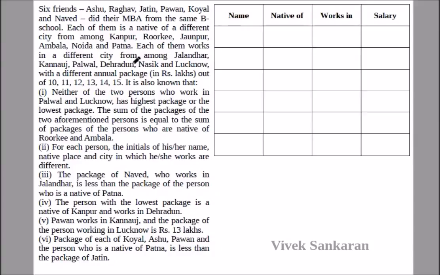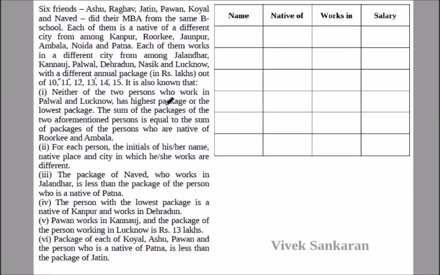Each of them works in a different city among Jalandhar, Kannauj, Palwal, Dehradun, Nasik and Lucknow, and has a different annual package out of 10, 11, 12, 13, 14 and 15 lakhs. So we basically need to fill up all this data. Because there is too much data, rather than trying to either fix the name and then write everything against them, or nativity, or works in, or salary, let's first fill up whatever is available and then we'll see which one is the first to fill up.